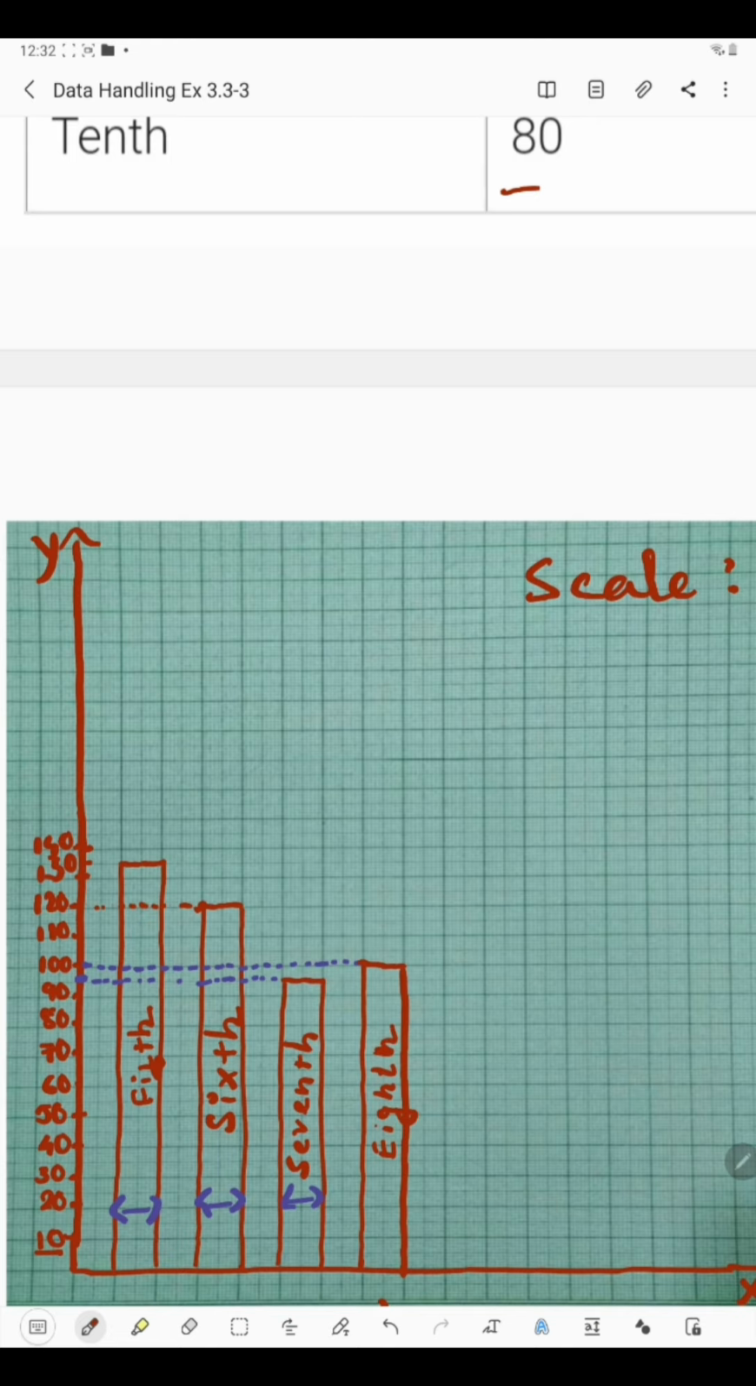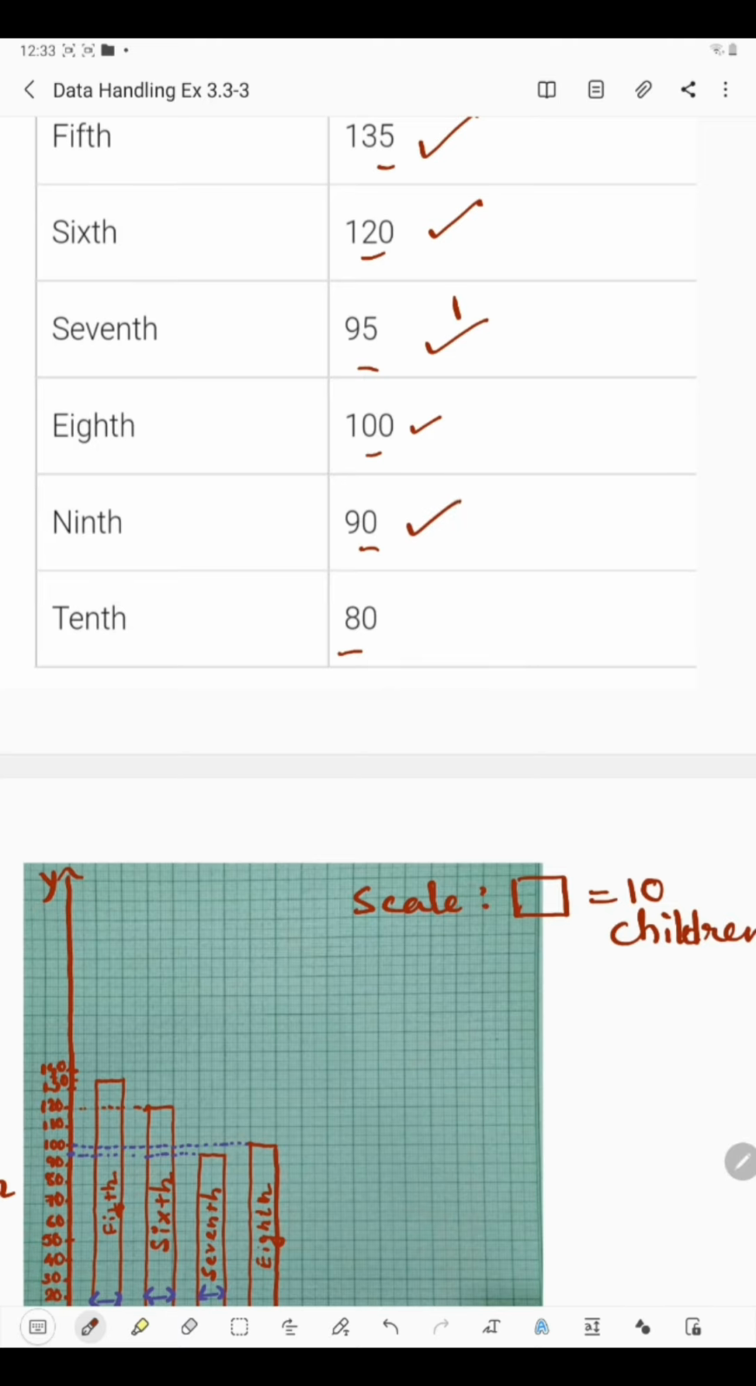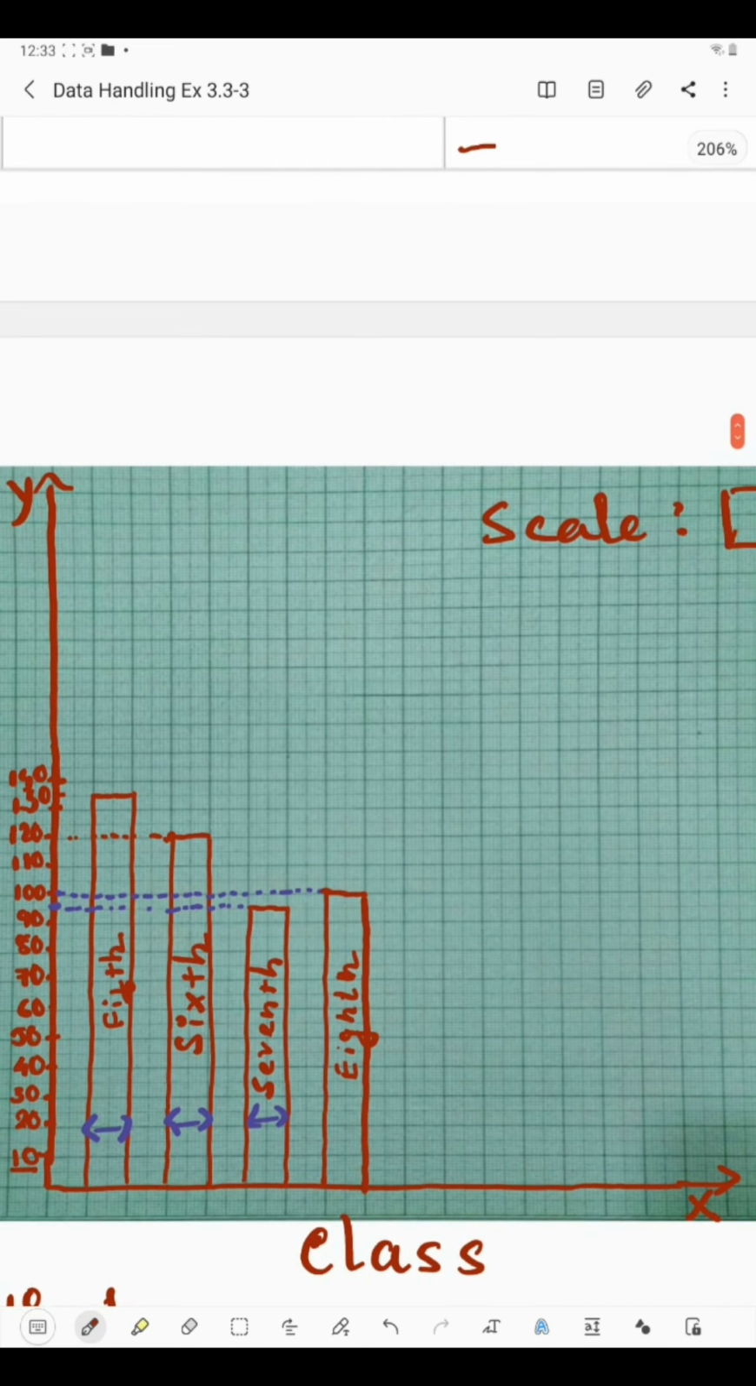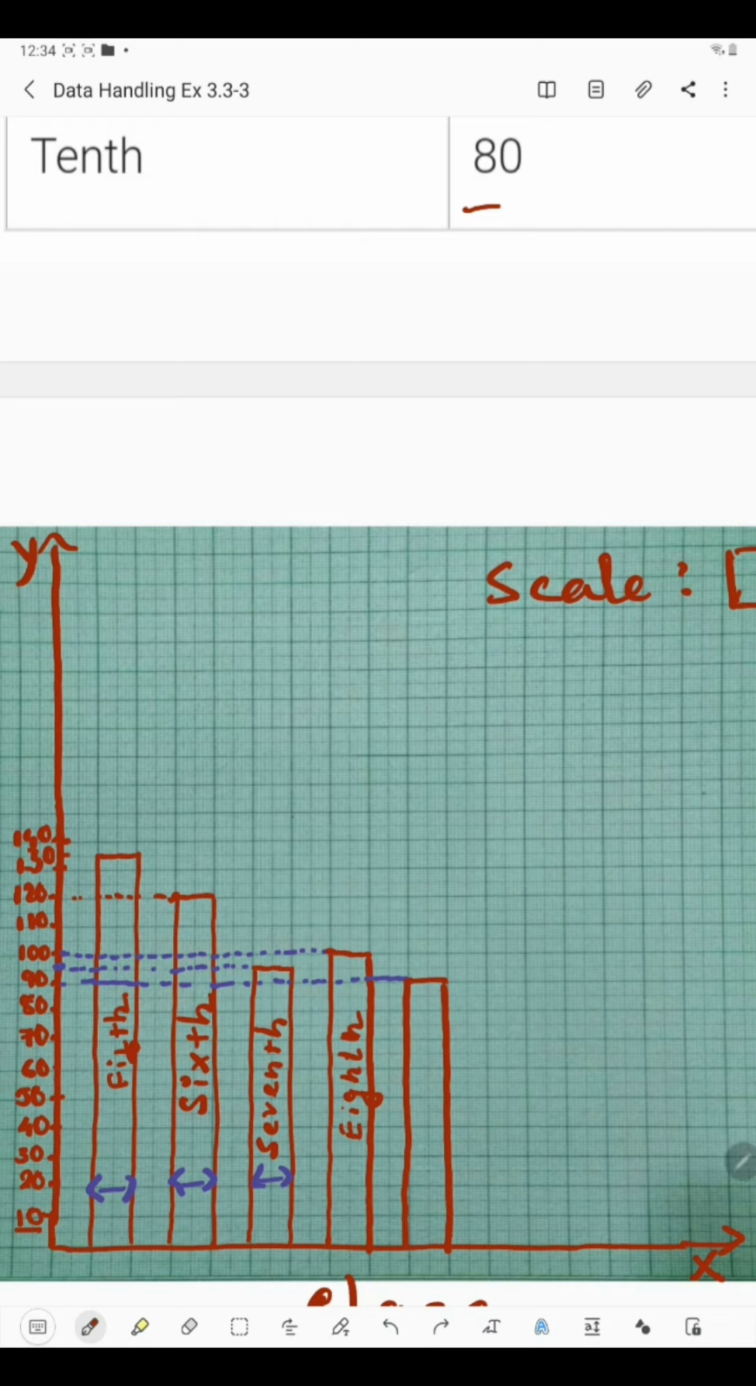Okay, now coming to next. Now in the 9th class we have 90 children. So where is 90? Let us check. 90 is here. So again we will leave one box and then draw the bar. So it will be up to this. So always use scale to draw the bar, okay? So this bar represents the number of students in 9th class.